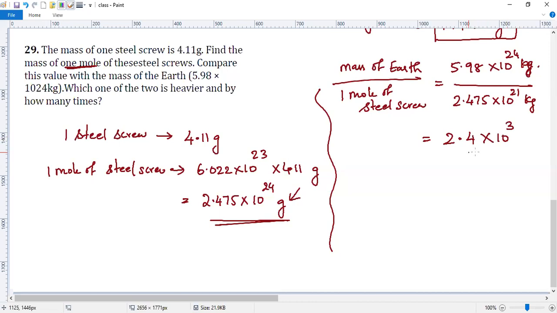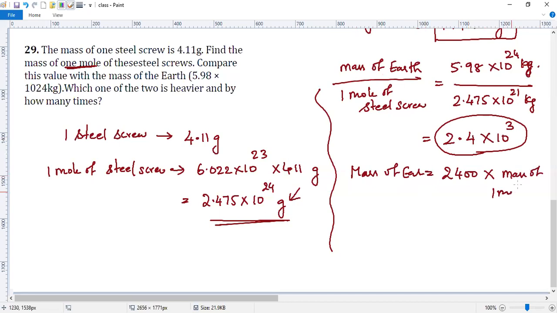So what is it, the ratio? Ratio is 2.4 into 10 power 3, or you can write it as 2400. So what is it? Mass of Earth is nothing but equal to 2400 times the mass of 1 mole of steel screws. Correct? So which is heavier? Earth is heavier. By how much? By 2400 times. So here the idea is to compare.